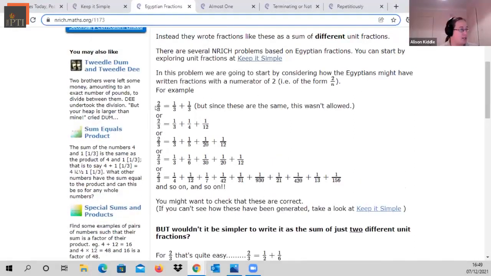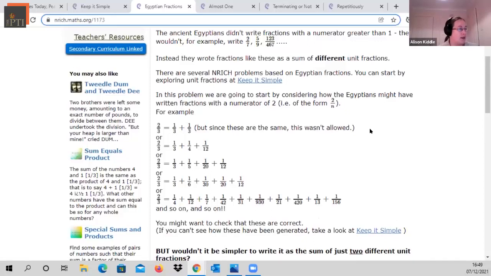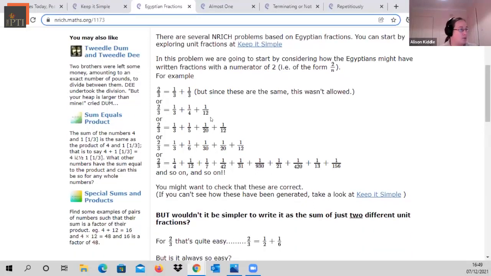And I just want people to take a look at the different ways of representing 2/3 that are shown. So we've got a third plus a third, but this isn't allowed because we've got a third repeated. And one of the rules for Egyptian fractions is that they've got to be different unit fractions. So then we've got a third plus a quarter plus a 12th, a third plus a 5th plus a 20th plus a 12th, a third plus a 6th plus a 30th plus a 20th plus a 12th, and so on. When I looked at this the other day, I was thinking, why is it an 'and so on'? What's going on here?